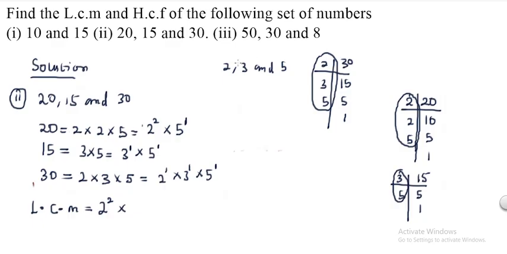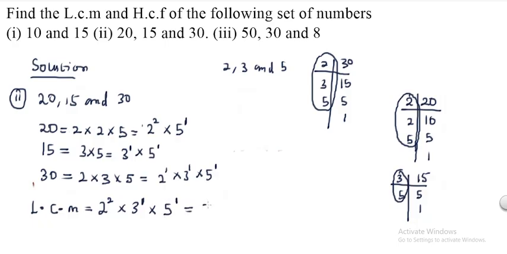This will be 2 to the power of 2 times. I go to my next number, 3. Now there's no 3 here, but there's a 3 here, 3 to the power of 1, and there's a 3 here, 3 to the power of 1. Since they have the same powers, I can just pick 3 to the power of 1. This will be 3 to the power of 1 times. Then I go to 5. Here I have 5 to the power of 1, here 5 to the power of 1, and here 5 to the power of 1. I will just pick 5 to the power of 1 since all of them have the same powers.